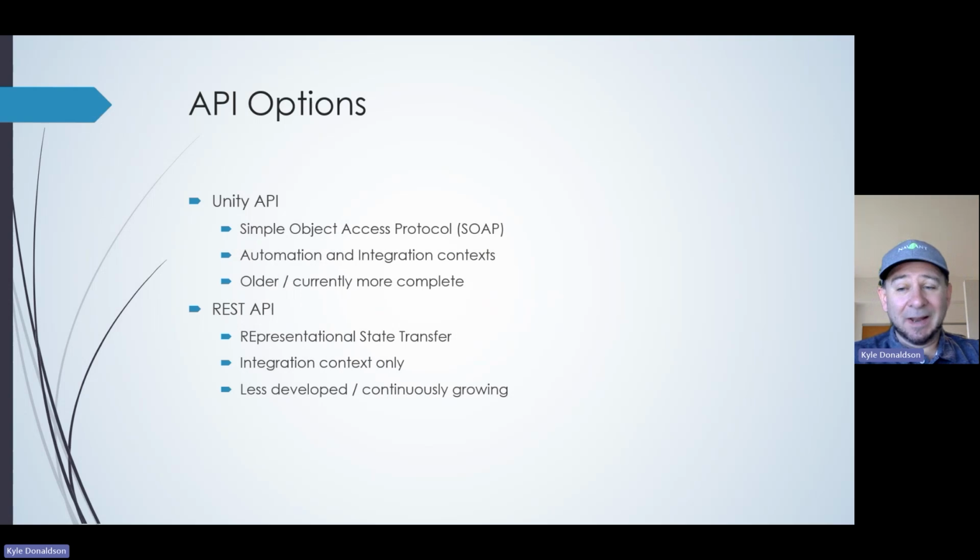The REST API, as the name implies, uses representational state transfer. At this time, it is available only in the integration context, although that could change in the future. Being newer, it's currently less fully featured than Unity, although it is continuously growing, getting new features added with each release of OnBase. Eventually, this will replace Unity as the flagship API.